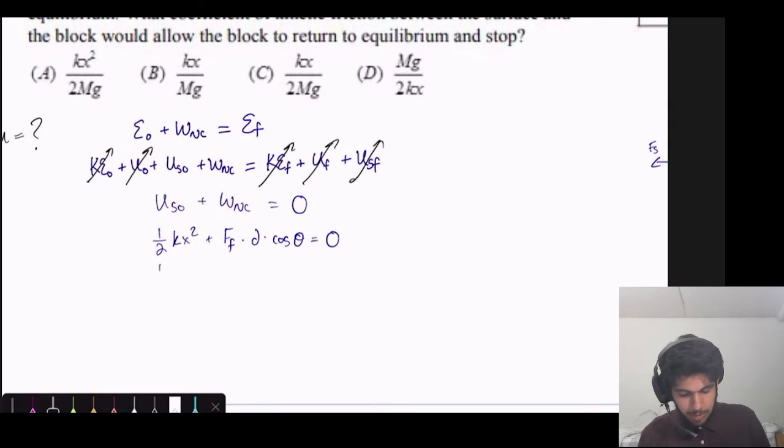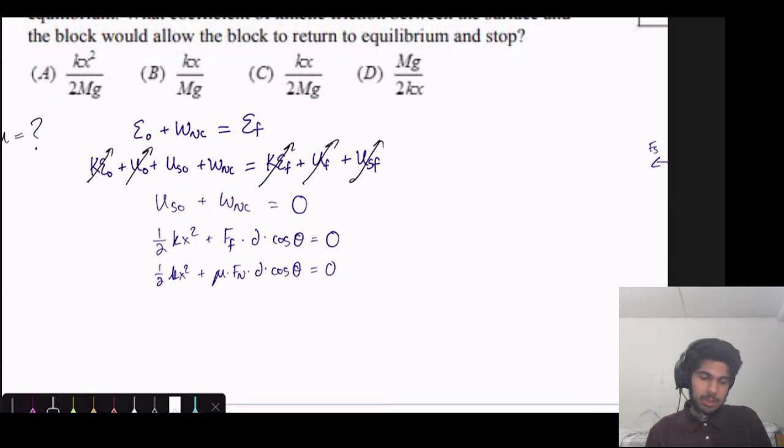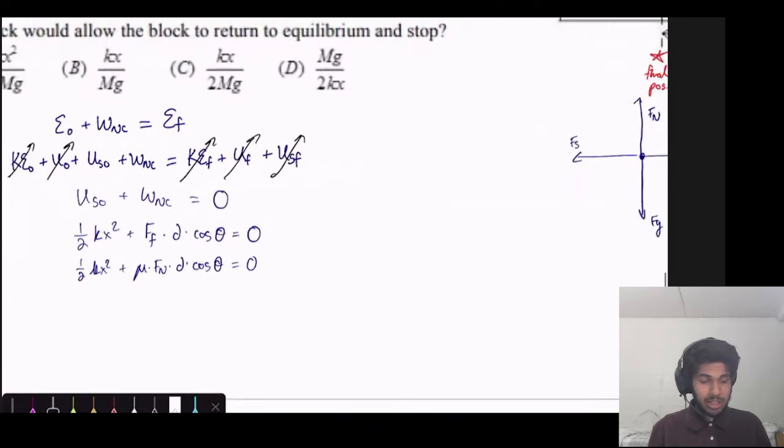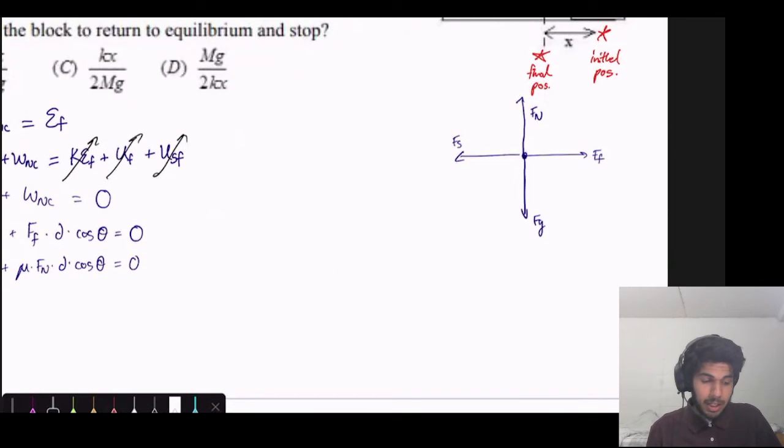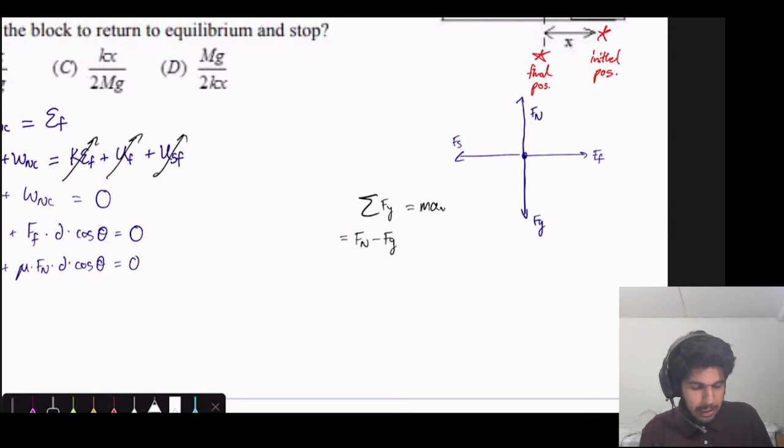Well, I know that by formula, F sub f is equal to mu times F sub n times cosine of theta. So we're getting closer, but now we have this F sub n term, and we can obtain that by looking at our free body diagram. Fn is pointing in the y direction, so what happens if we sum our forces in the y direction? We get Fn minus Fg, but this should be equal to m times the acceleration in that y direction.